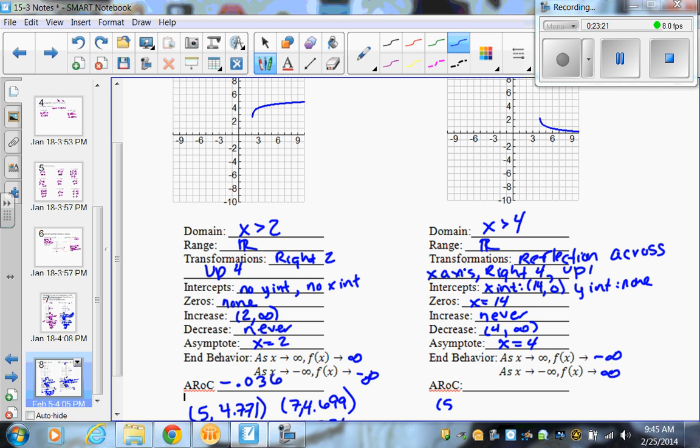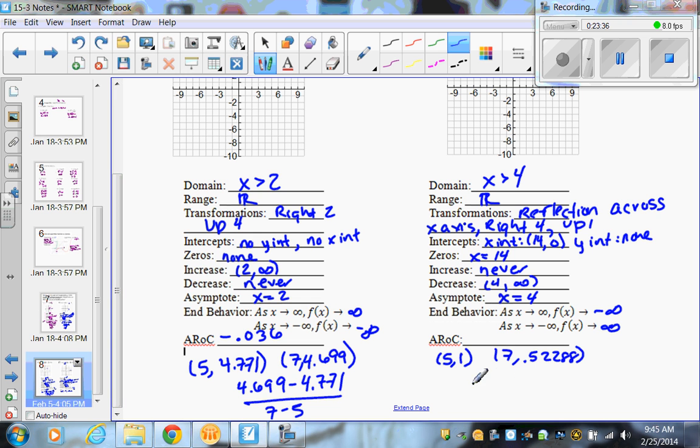Average rate of change, you should have, if you look at your table of values, plugging in 5 gives you 1. Plugging in 7 gives you 0.52288. Calculate the slope between these. And you should get -0.2386.